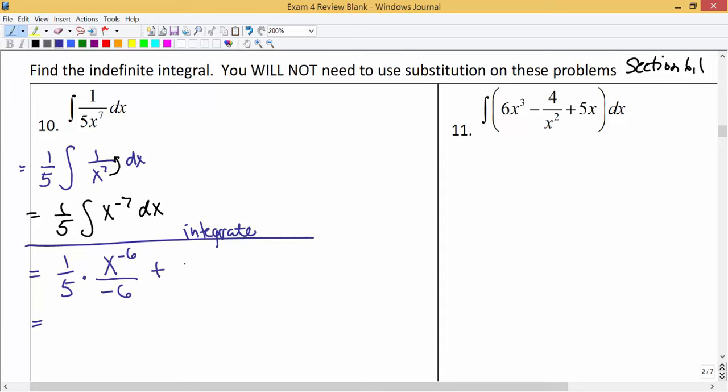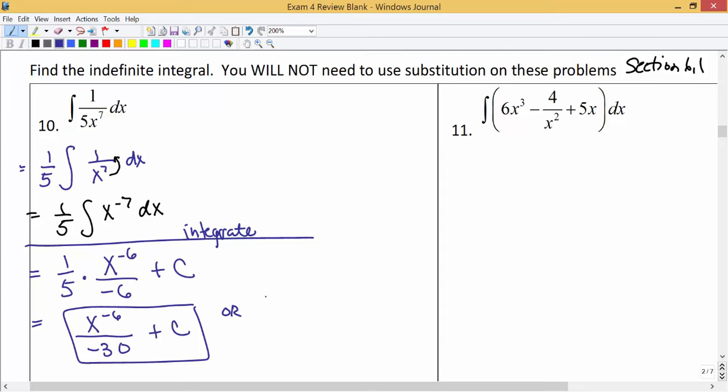Let's not forget the c. I'll put my plus c there. And then we're going to simplify by multiplying across. 1 times x to the negative 6th power, and then 5 times negative 6. You can choose to leave it just like that, or if you wish, you can bring it back to positive exponents. So I can leave it as 1 over negative 30 times x to the positive 6th power plus c.